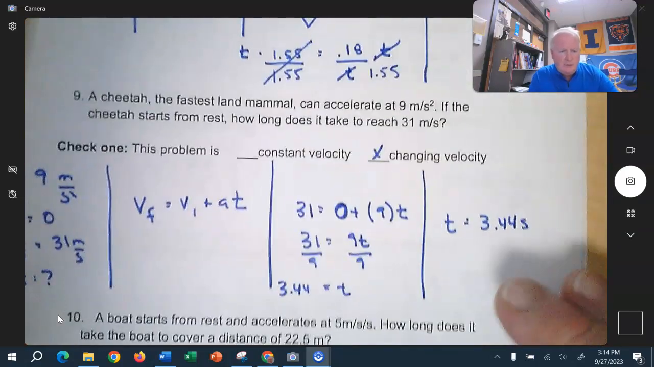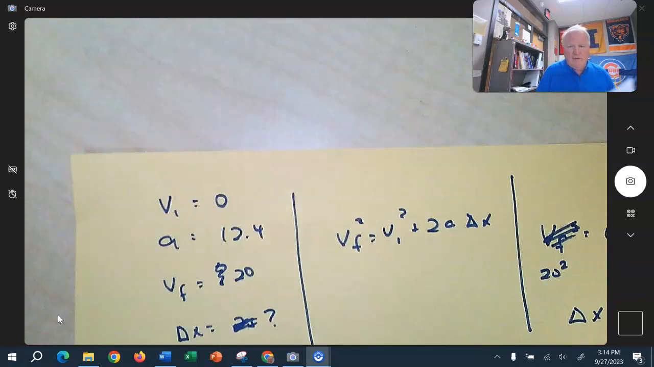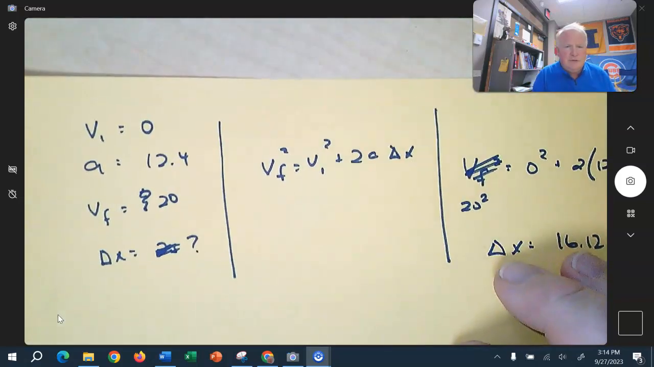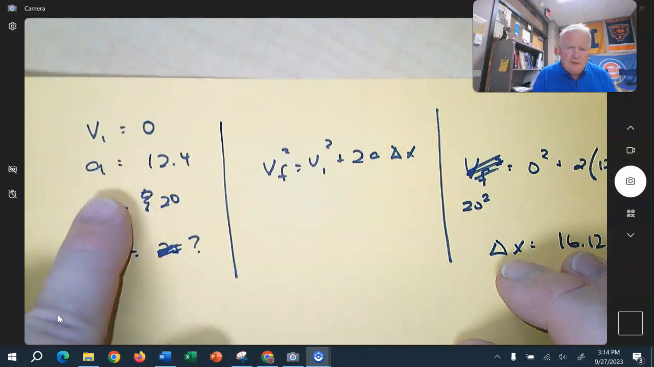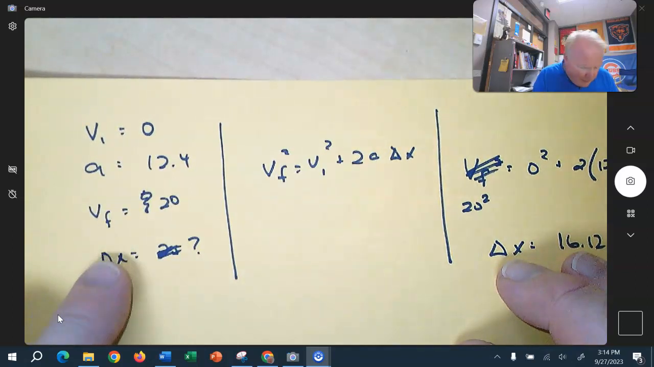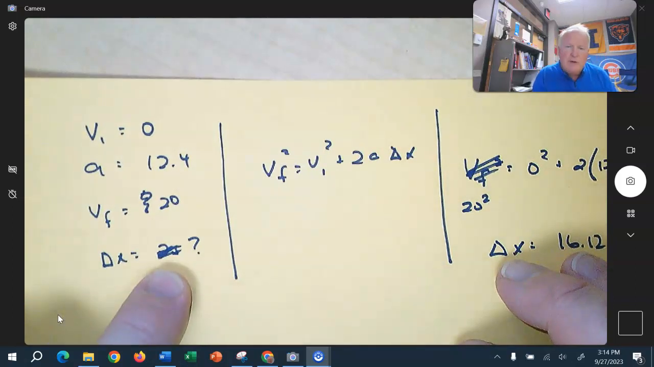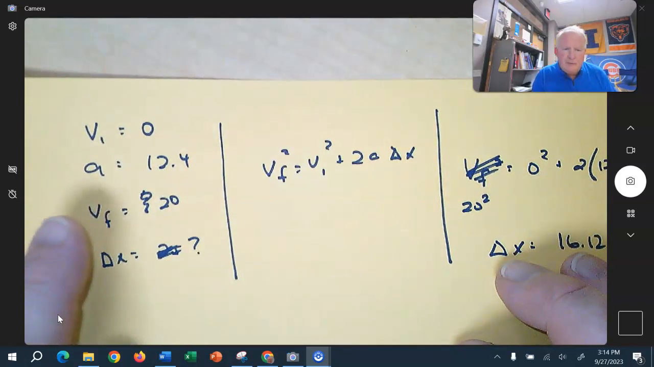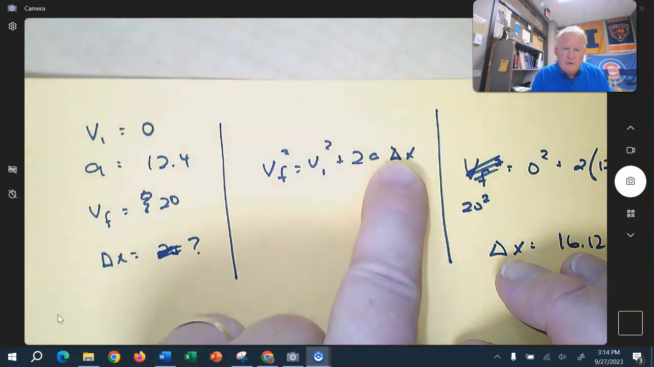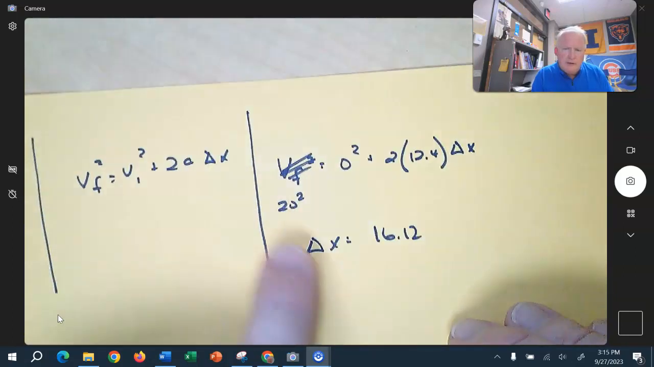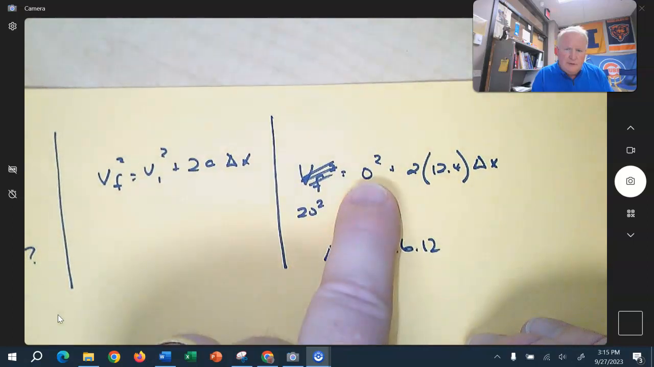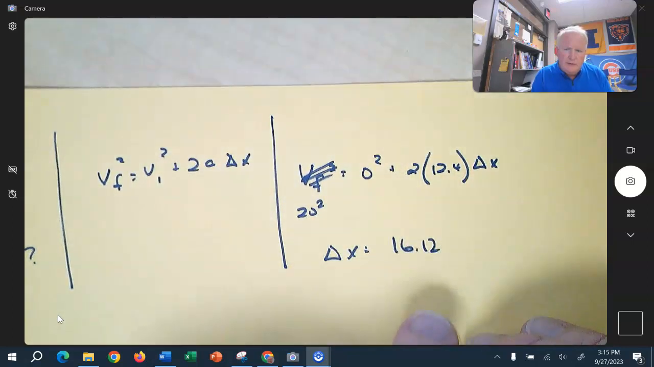All right. Those of you guys who aren't in my class but are in Miss Moise's class who are thinking about question 11, I did see it. Somebody showed it to me. I'd never seen it before. Here's the quick solution for it. Really kind of messy. VI was 0. A was 12.4. VF was 20. Delta X was the question mark. So we have a delta X. We have VF. We have VI. We choose this equation right here. We plug it in. 20 squared for VF, 0 squared, 2 times 12.4 times delta X. The answer I got for that problem, 16.2 or 0.12 meters.